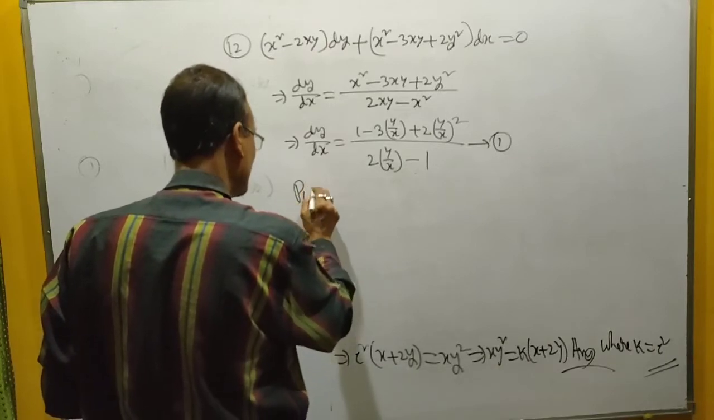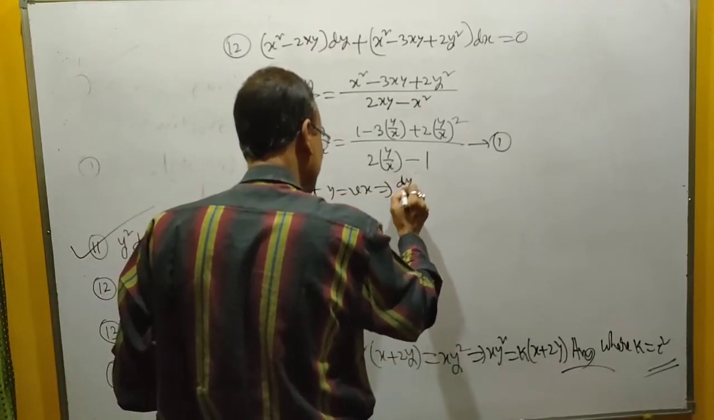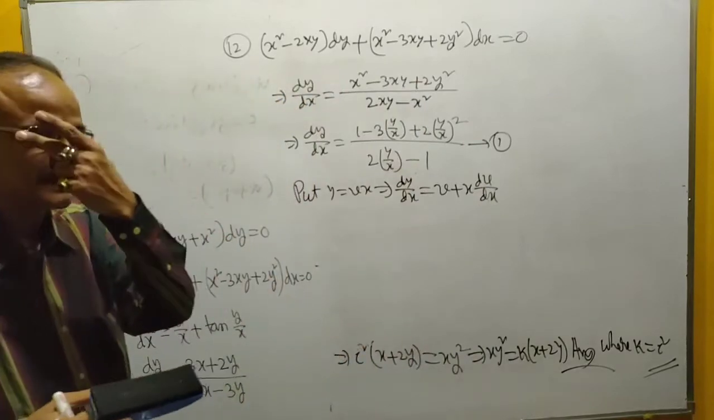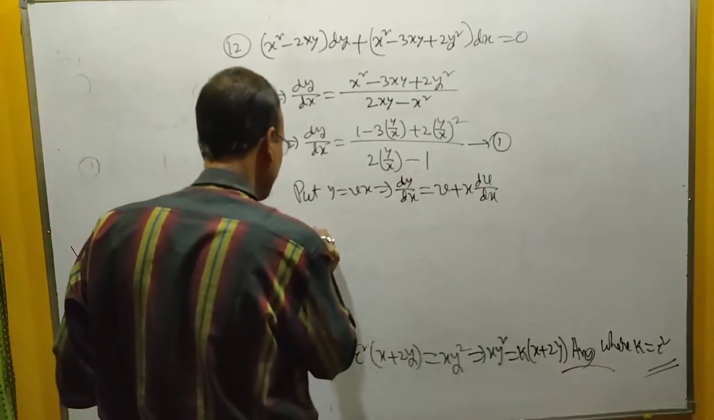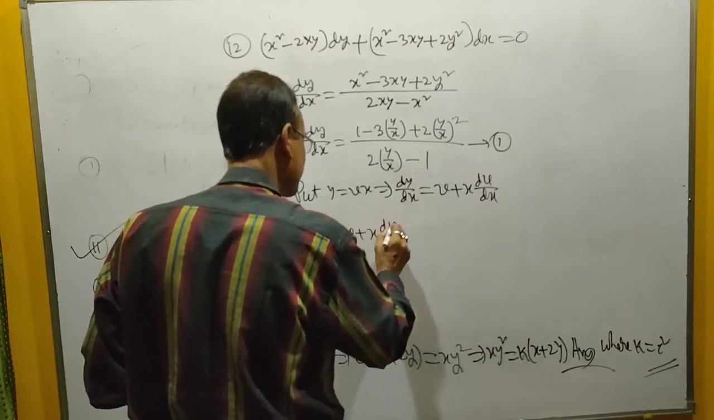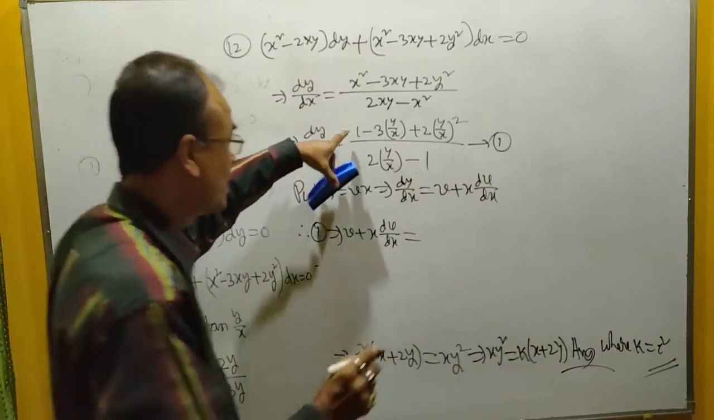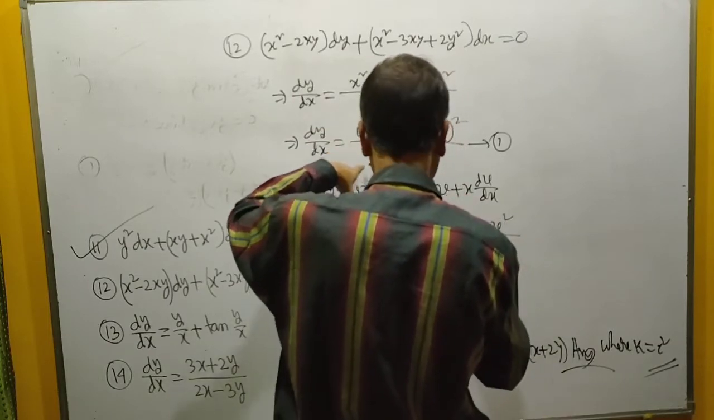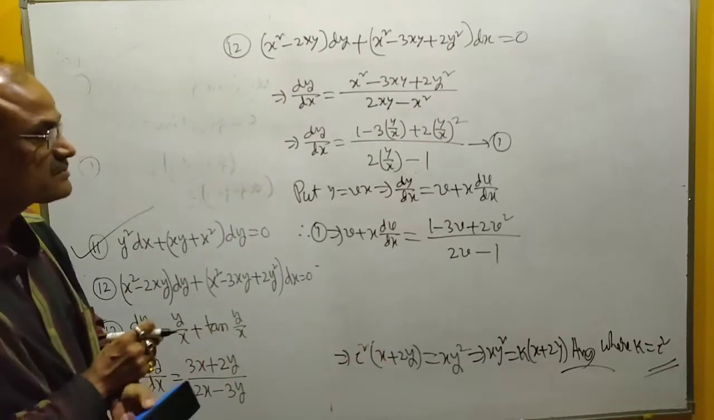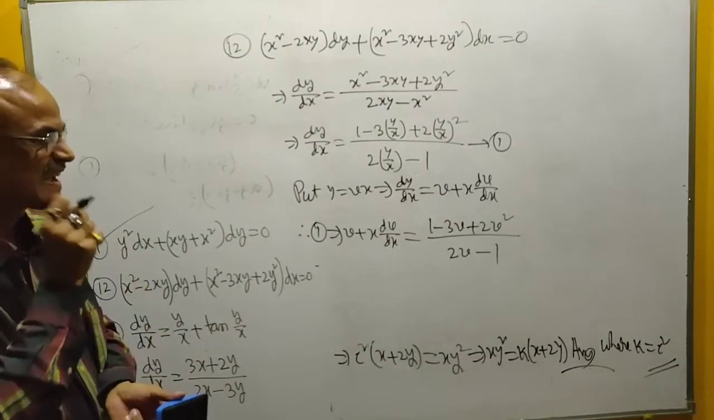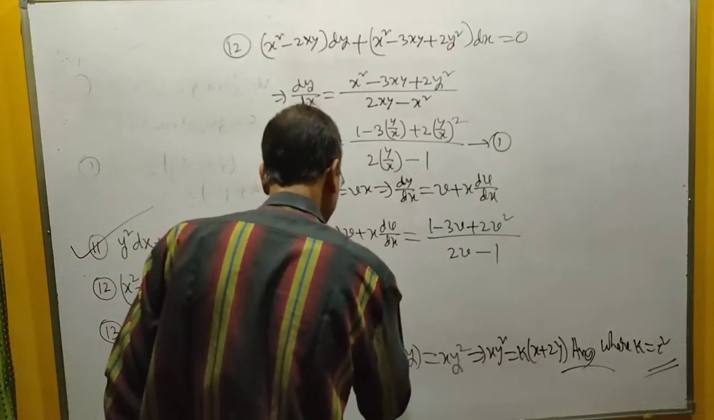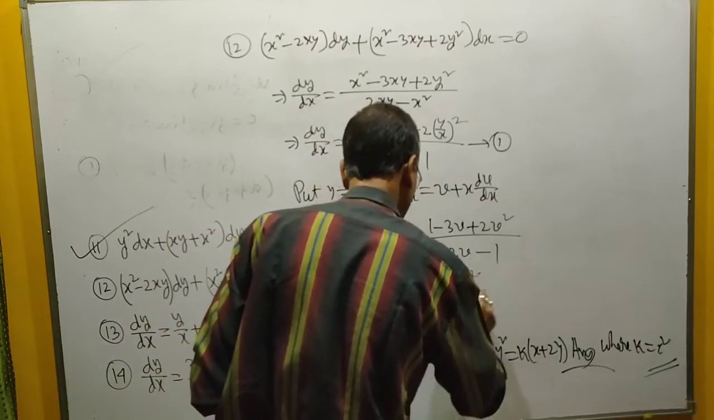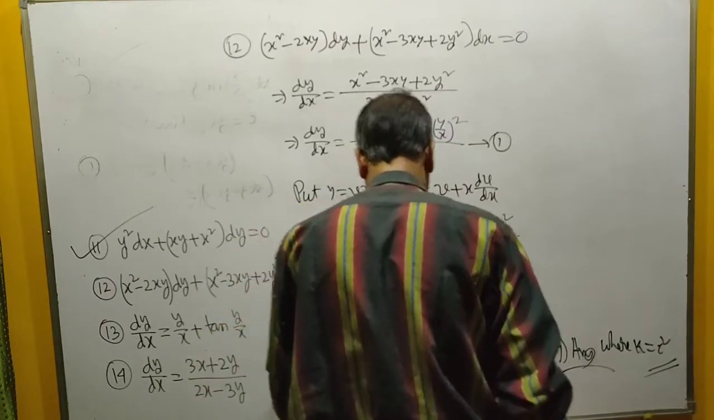One is homogeneous. Put y equal to vx, so that dy by dx equal to v plus x dv by dx. Therefore, 1 will be v plus x dv by dx equal to 1 minus thrice v plus twice v square divided by twice v minus 1. Or x dv by dx equal to 1 minus thrice v plus twice v square divided by twice v minus 1, minus v.